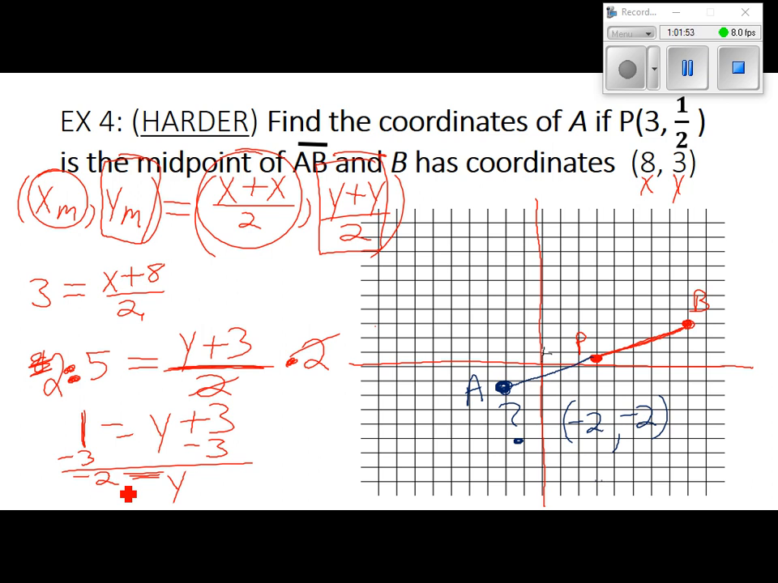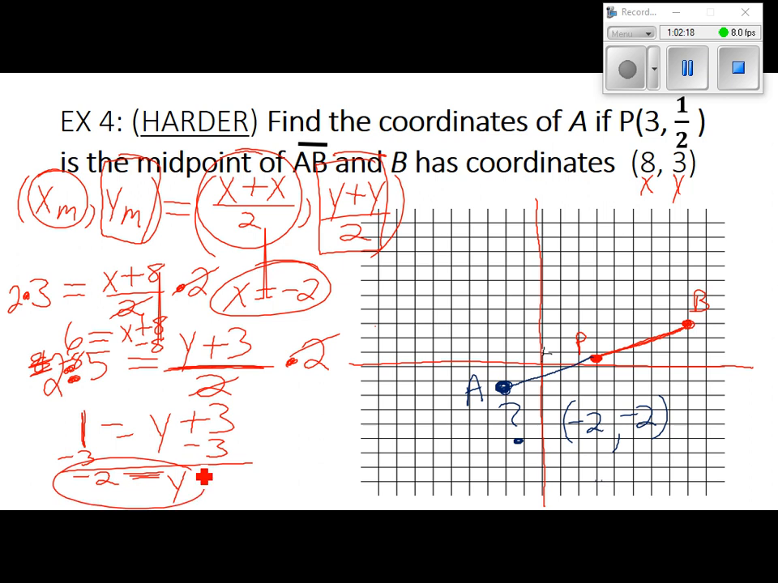Let's go back up here and let's solve for x. How are we going to solve for x? Do the same thing. Multiply both sides by 2. These cancel out. You're left with x plus 8 equals 2 times 3. Now what? Subtract 8, what's x equal? Negative 2.